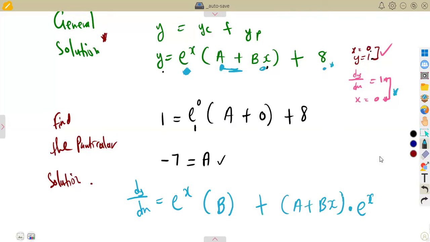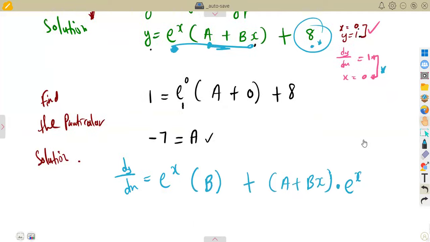Then 8 is a constant. We are done with the product of this. Then we move on to the 8. It's just a number, so the derivative of 8 is 0. There's nothing there. So this is our derivative from the general solution.